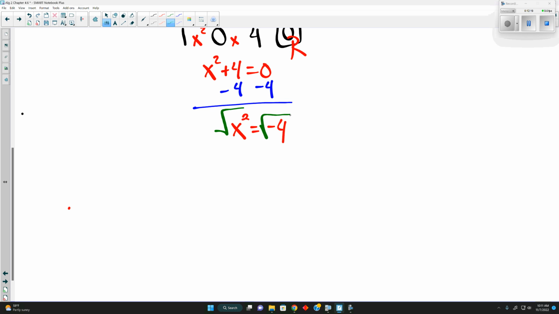Then what do we do? Square root both sides. Square root of x squared is equal to plus or minus, because anytime we take the square root of both sides, we have to add the plus or minus. So we're looking at the square root of negative 4. Well, the negative is going to come out as i, which leaves what? Square root of 4. And what is the square root of 4?